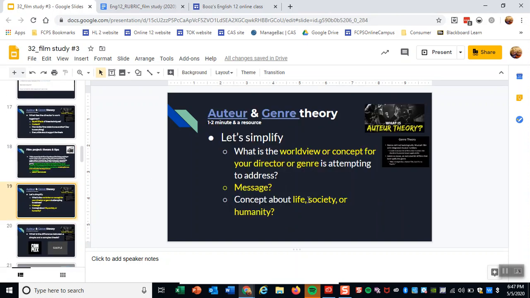So again, I'm thinking about your worldview, your director's worldview, or really what he or she is trying to address about humanity, society. This is where you can return to those cheesy answers in 9th grade where somebody would say, this book is about humanity. Well, what is it saying about humanity? That's the message we're looking for. What is it saying about society or life?